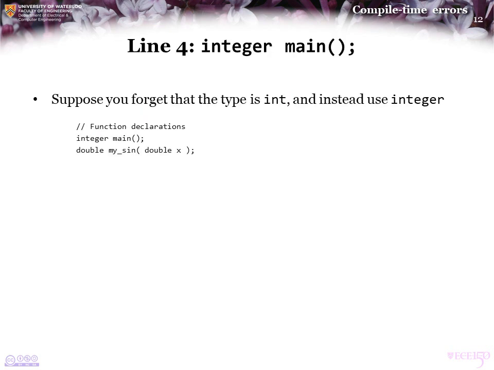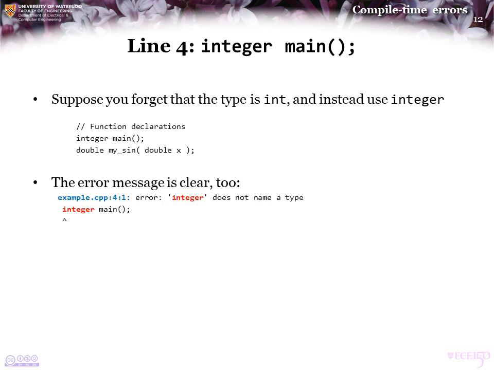Suppose that you forget that the type is int and instead use the full word integer. So integer main. Well, the error message is reasonably clear. It says, error, integer does not name a type. And it's important to see that once again, the error message is in the file example.cpp on line 4, starting in with the first character.